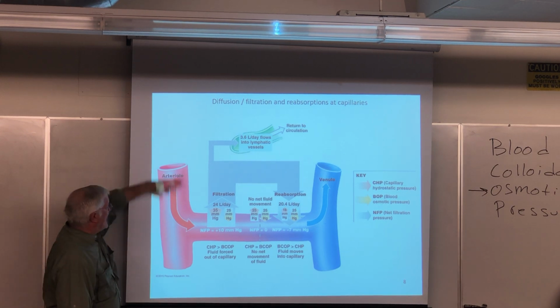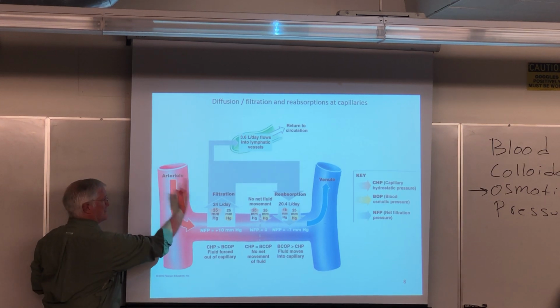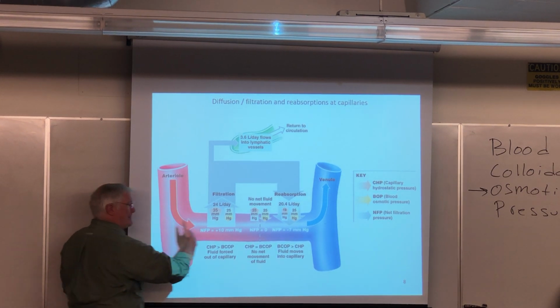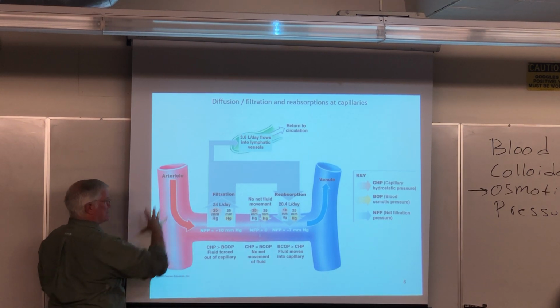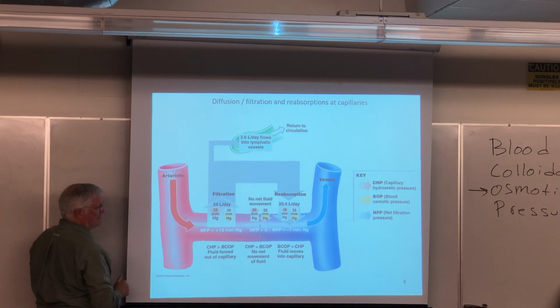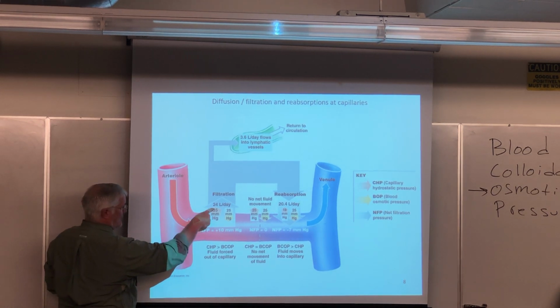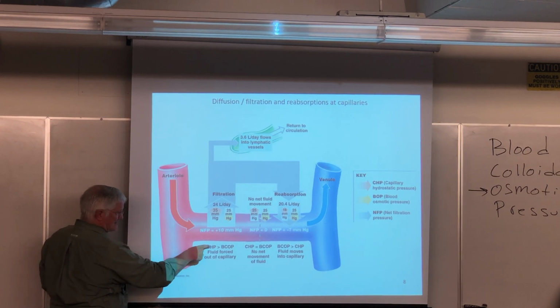There comes the blood down an arteriole, which you now know has just a single wrapping of smooth muscle tissue, right, into a capillary, which has no smooth muscle wrapping around it. And there's blood pressure on the arterial side of this capillary. And the blood pressure is 35 millimeters of mercury. And that's known as CHP.